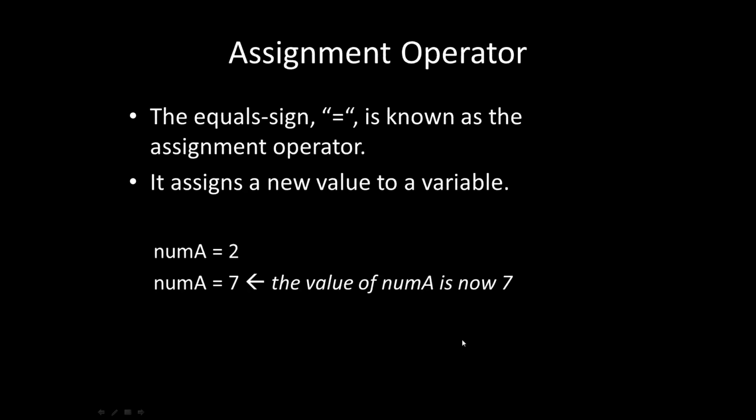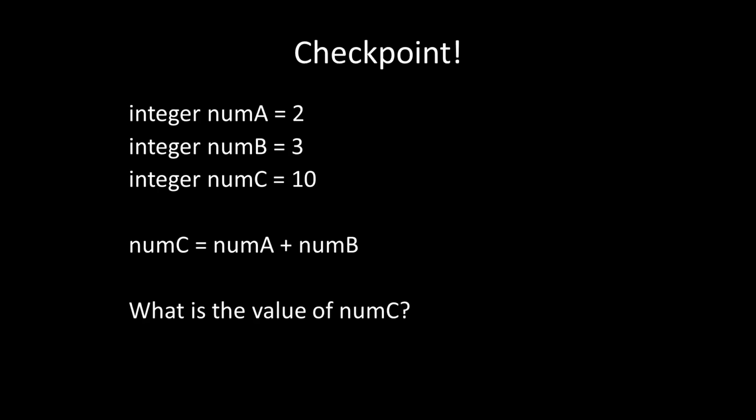Then we have something called the assignment operator. The equal sign is known as the assignment operator. It assigns a new value to a variable. It's that simple. If we have a variable num_a that is equal to 2, and then I say in a following statement, num_a is equal to 7, I just assign the value of 7 to num_a. So num_a is no longer equal to 2. Now it's equal to 7. So pay very close attention to that fact when you start reading long lists of statements and you have a lot of math going on. You want to really pay attention to where the assignment operator is used because it will override the previous value held inside of that variable.